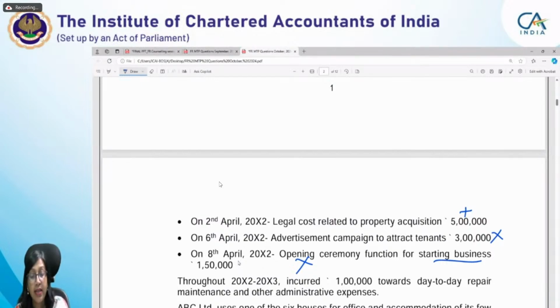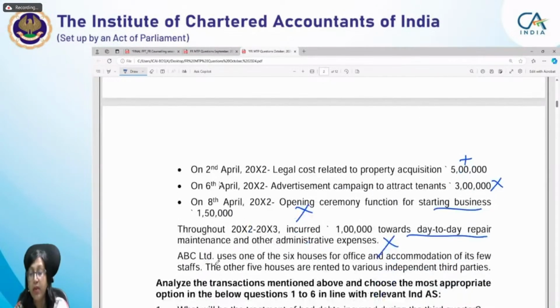Throughout 20X2, X3, incurred 1 lakh towards day-to-day repairing. Again, it is a regular nature expense. It's a repair, maintenance, and other administrative expense. It is not going to increase the value of the asset, so it will again not be included. ABC Limited uses one of the 6 houses for office. One of the 6 houses. So 1 by 6, what is the classification? And 5 by 6, which they are not using for office, and accommodation of a few staff, that will be considered as your answer.